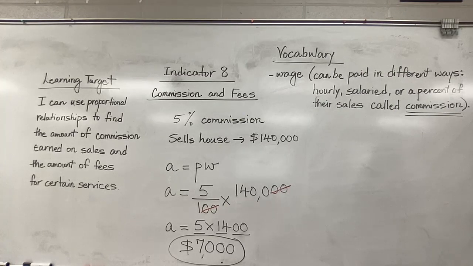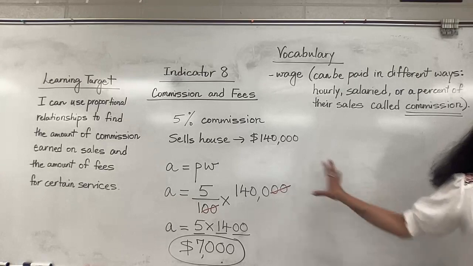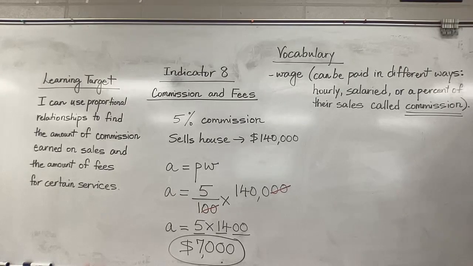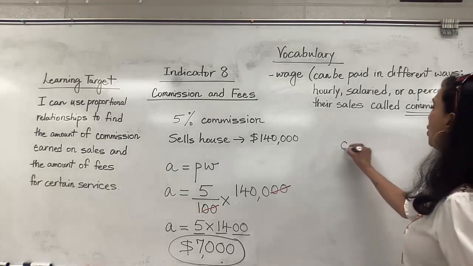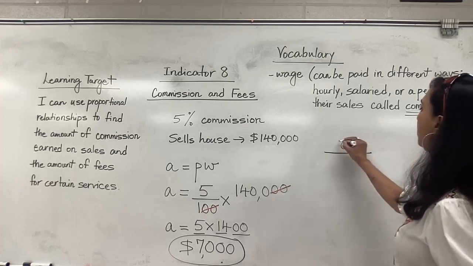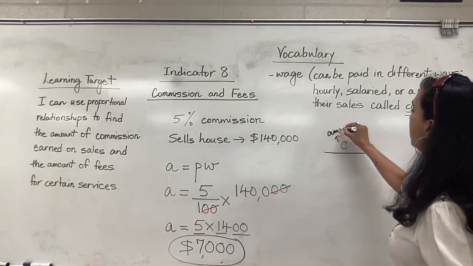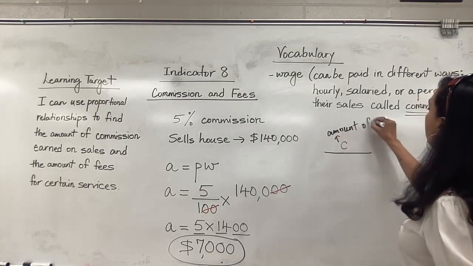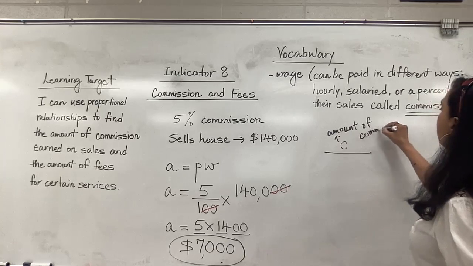So I wanted to show you the first one really quick as a ratio also, because we've been doing a lot of that. So let's quickly do this in the form of a ratio. I could write the amount of commission. I'm going to make an equivalent ratio. So this is my amount of commission, that is my C.